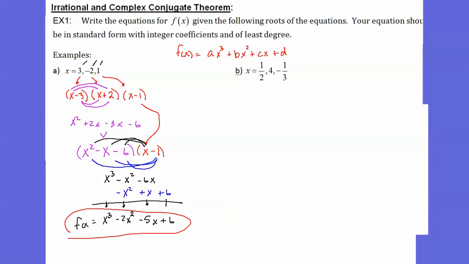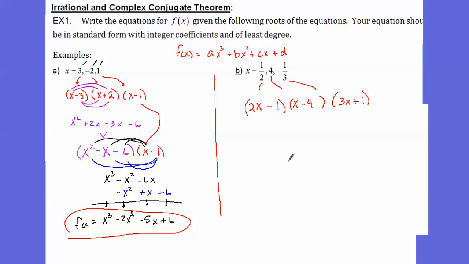All right? So, this time the roots are negative 1/3. The root would create a factor of 3x plus 1. The 4 is simply going to create x minus 4. This 1/2 would create for us 2x minus 1. We would follow the same principle.